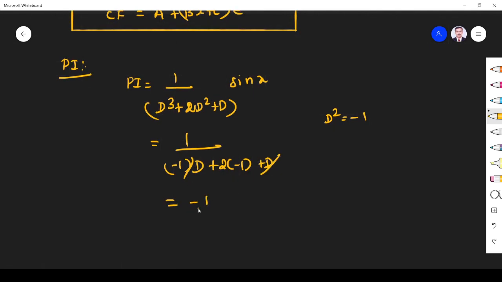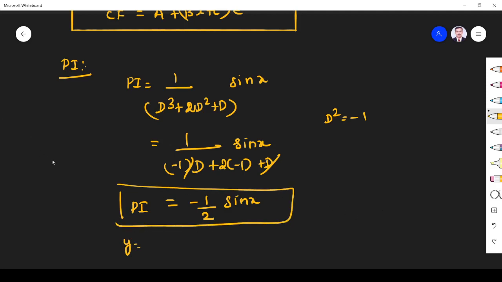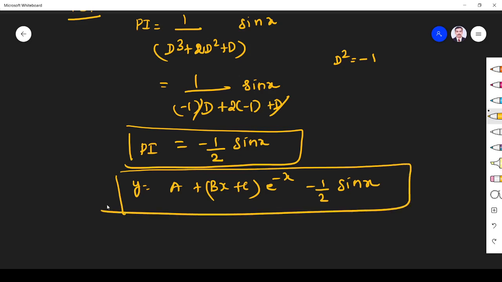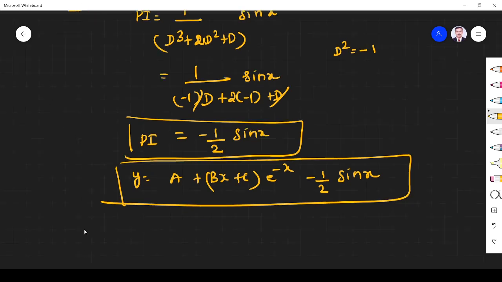So it will become minus 1 by 2 sin x. That's it. This is our particular integral. So my solution is CF plus PI. What is our CF? CF is given here: (A plus bx plus c) e power minus x. PI is minus 1 by 2 sin x. That is our answer. Very simple problem. Right, next we go to another, different type of problem.